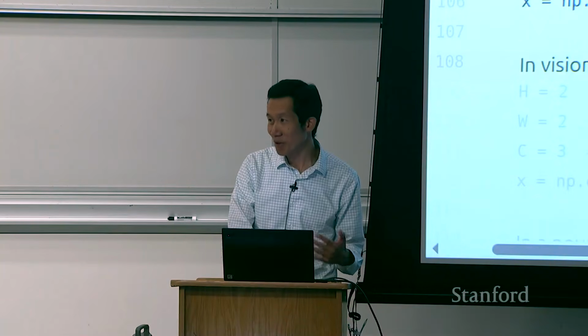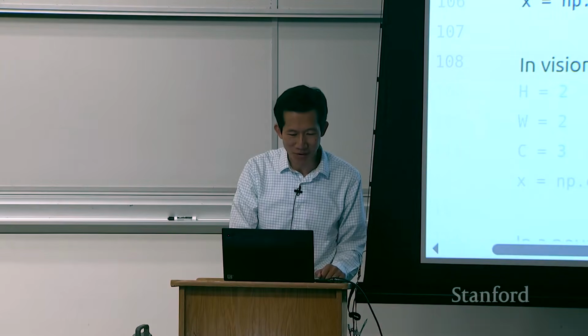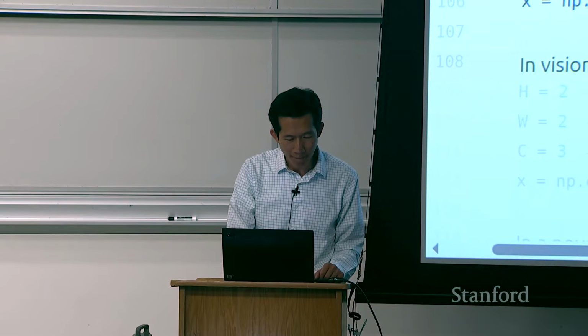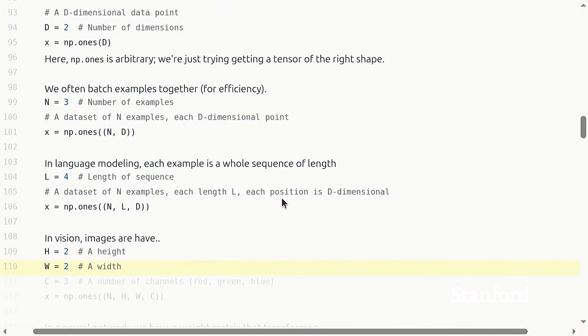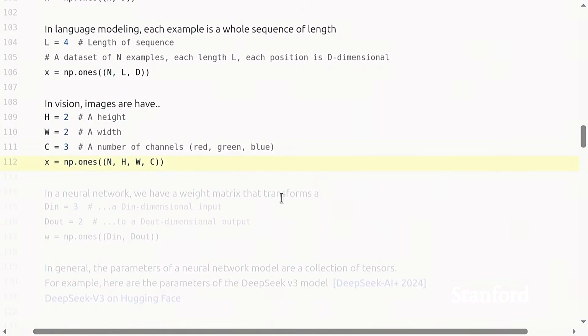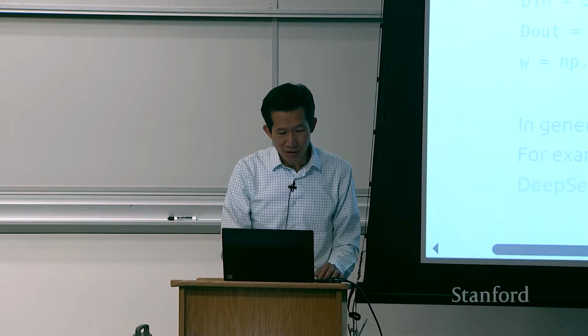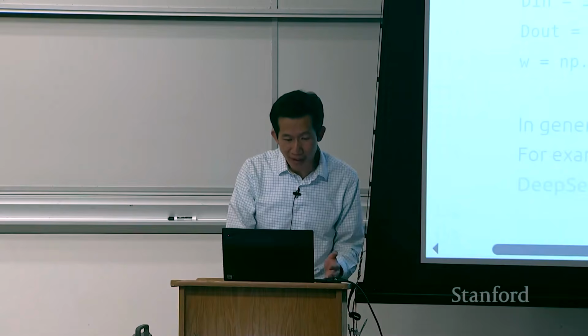Okay, so in vision, you actually get more dimensions, because there's a height. Images have height, width, and a number of channels. So if you have n examples, where each example is an image, then you have an n by h by w by c tensor.